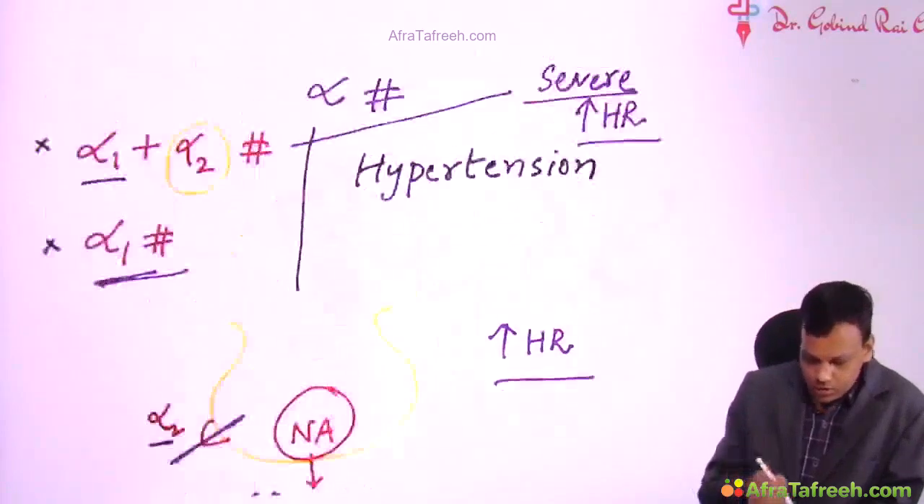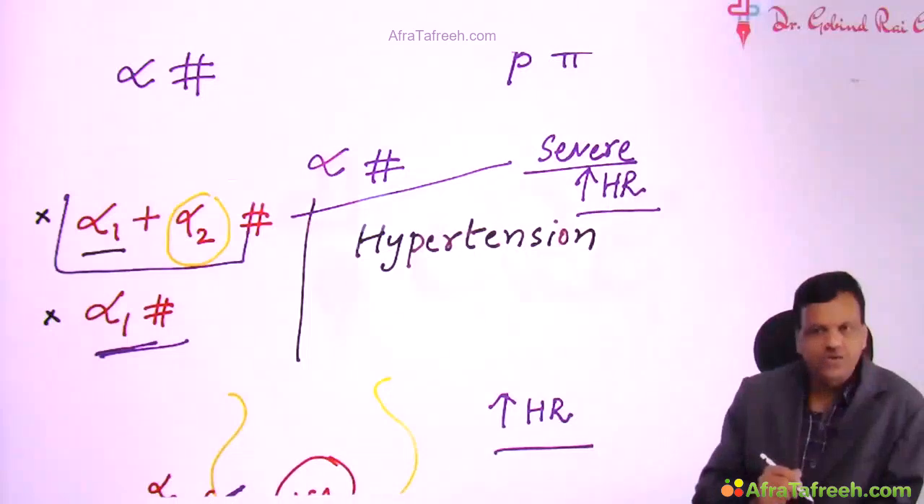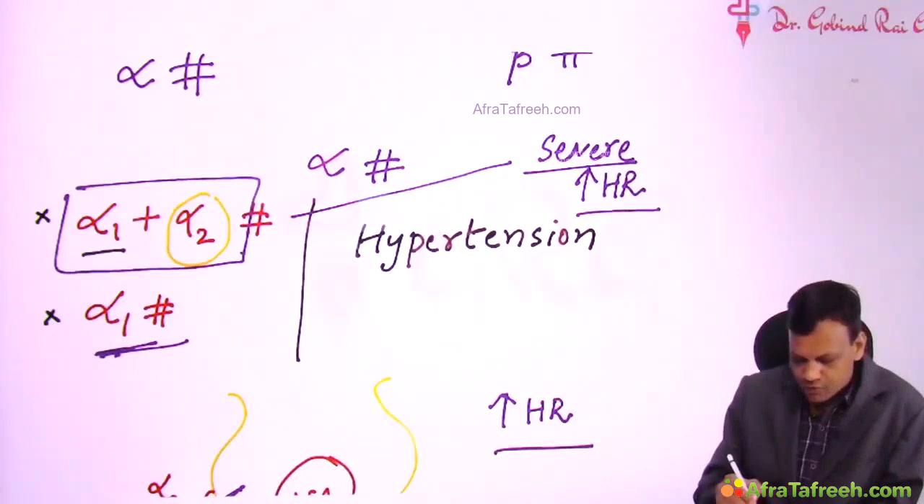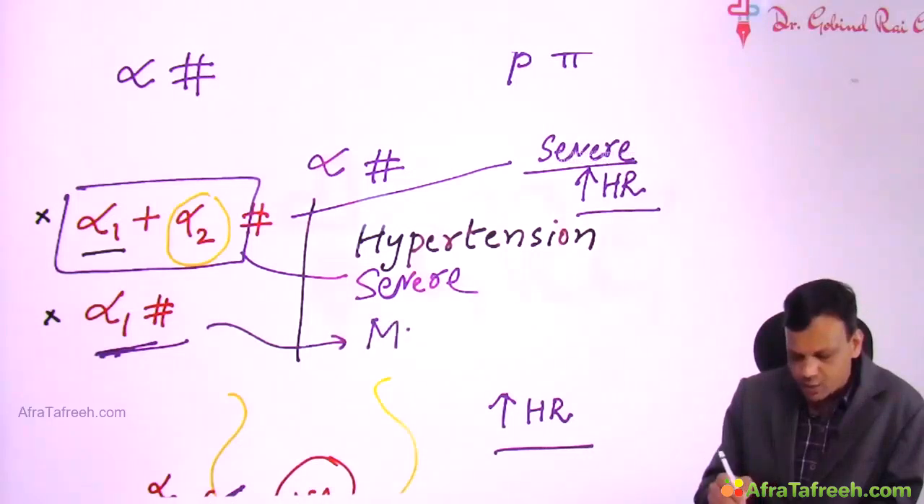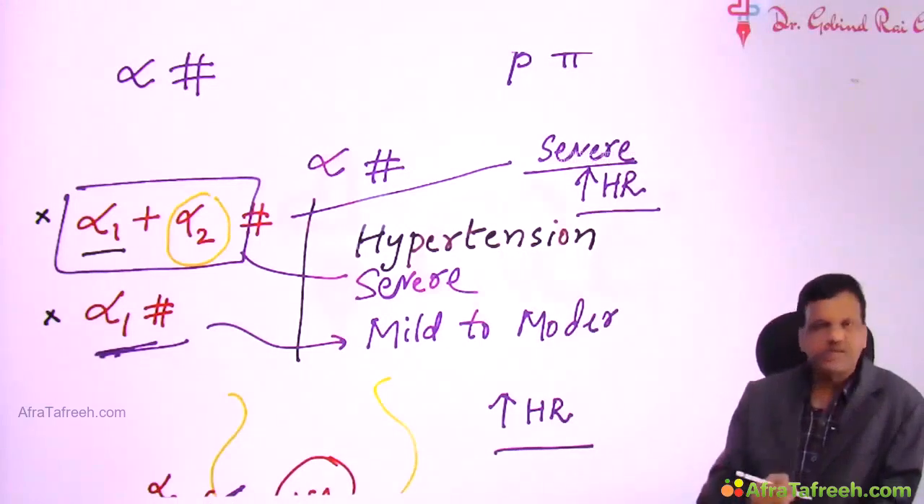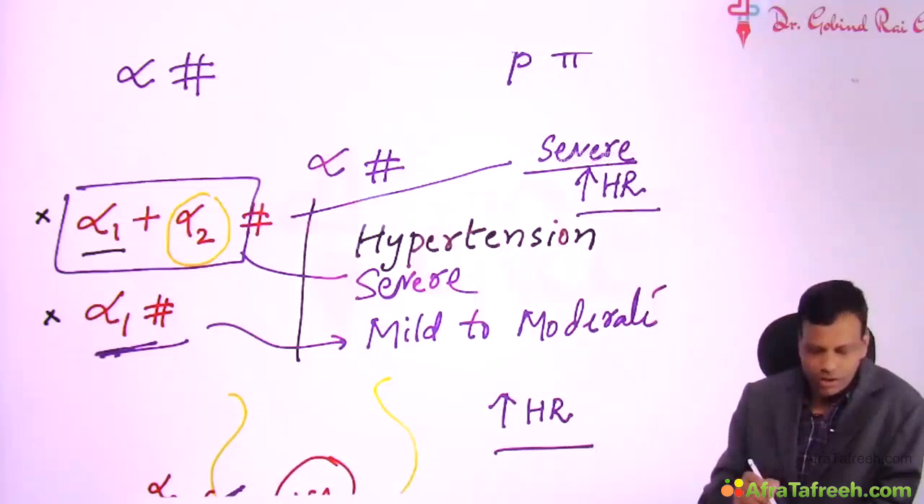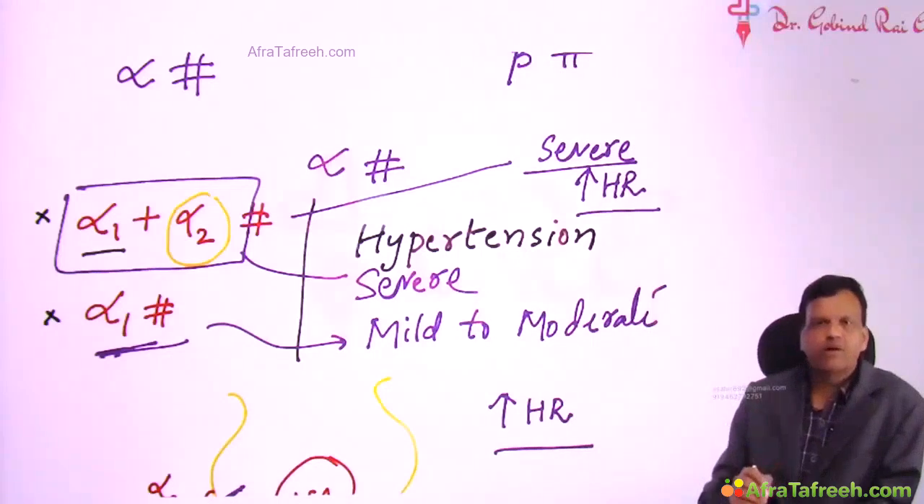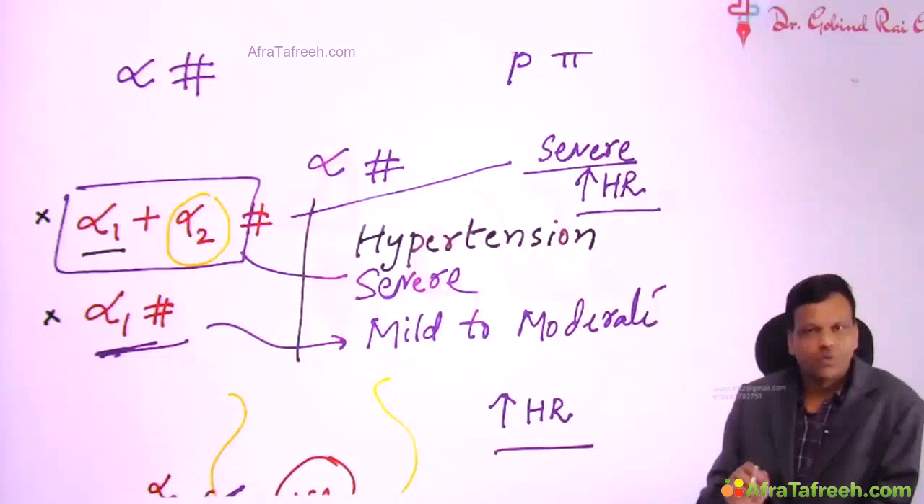So the non-selective drug is a more powerful vasodilator as compared to selective alpha 1. So a non-selective alpha blocker can be used for severe hypertension, whereas selective alpha 1 blockers are used for mild to moderate hypertension only. So two important differences between a non-selective and selective alpha 1 blocker. A non-selective alpha blocker can result in severe tachycardia, but a selective alpha 1 blocker does not cause it. Second difference, a non-selective alpha blocker is used for severe hypertension, whereas selective alpha 1 blockers are used for mild to moderate hypertension only.